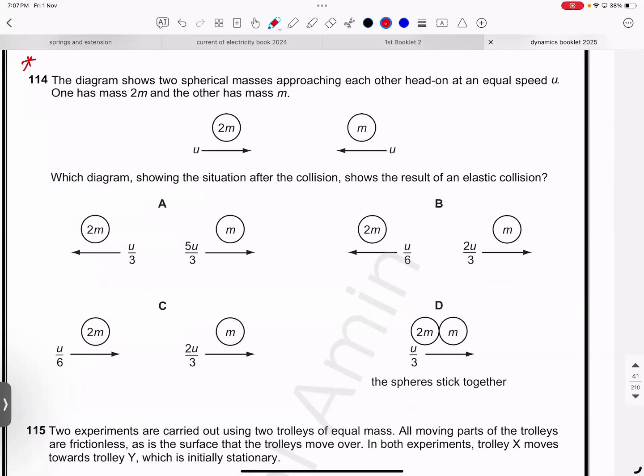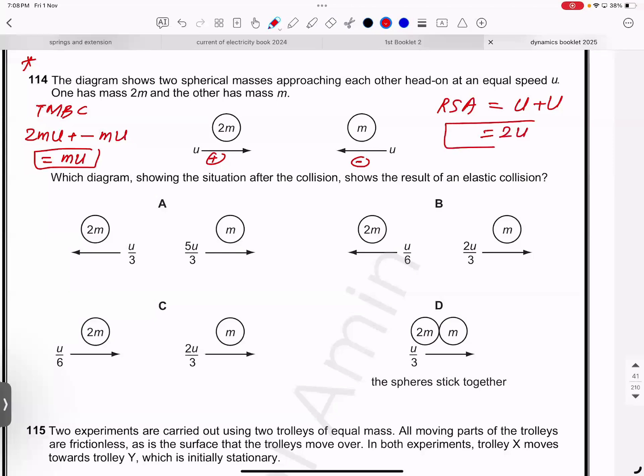First of all, there are two rules we need to apply. The total momentum before collision should equal the total momentum after collision. Taking right as positive, left as negative, before is 2mu plus negative mu, so total momentum before collision was mu. Relative speed of approach is u plus u, which is 2u, since they are moving in opposite directions. First shortlist the options with relative speed 2u, and if you have more than one option, apply conservation of momentum.